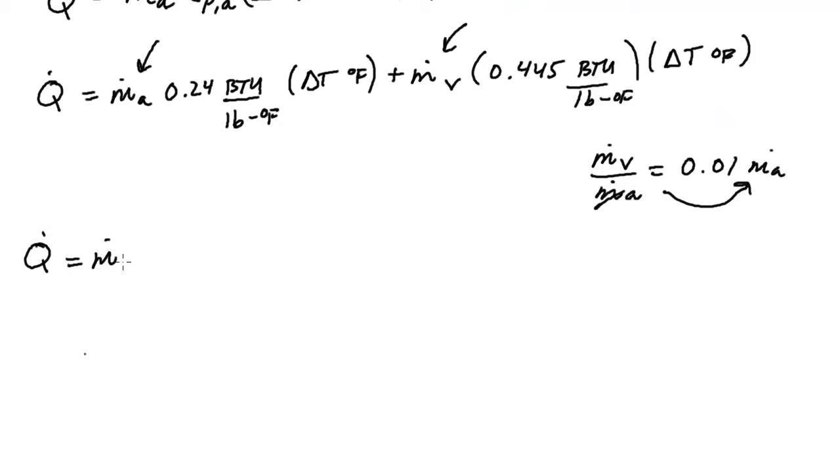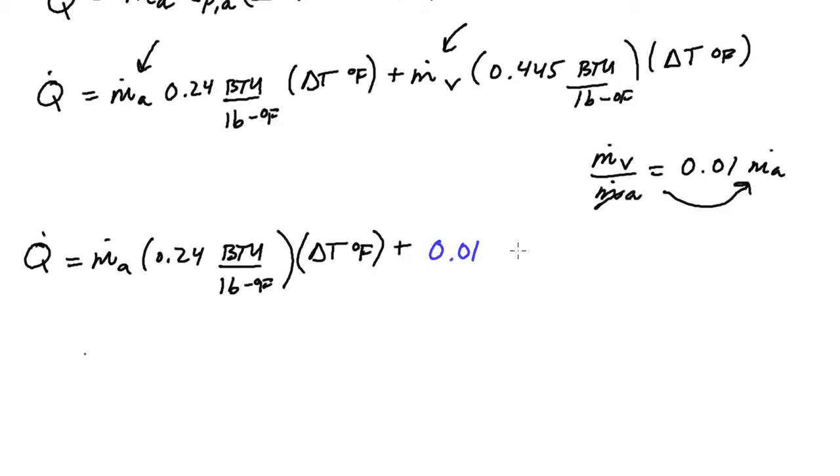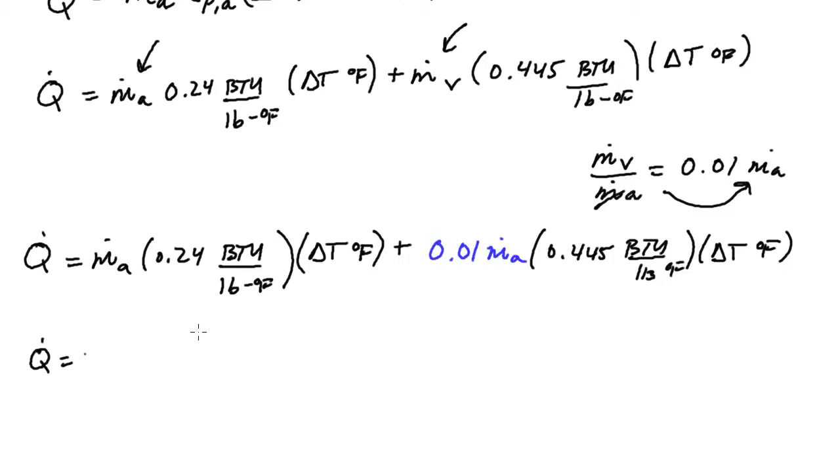We have Q dot is m dot A times 0.24 BTU per pound degree F multiplied by your delta T, your change in temperature, multiplied. So this m dot V now got changed into 0.01 m dot A, and we're going to multiply that by our 0.445 BTU per pound degree F, poor handwriting, delta T degree F. And now we can start combining terms here.